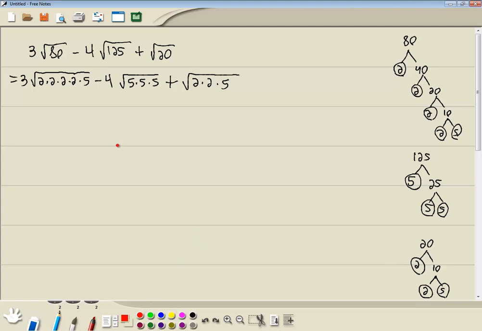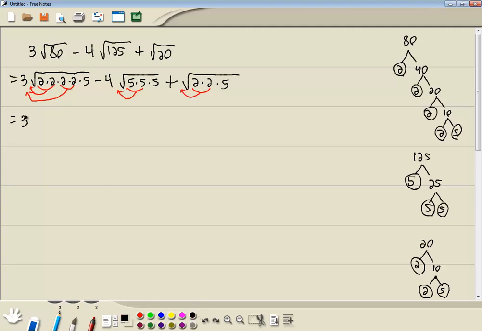Well, these are square roots, which means we're looking for pairs of something. Here's a pair of 2's. They're going to come out in front as a single 2. And here's a pair of 2's. They're going to come out in front as a single 2. Here's a pair of 5's. They're going to come out as a single 5. And here's a pair of 2's. They're going to come out as a single 2.